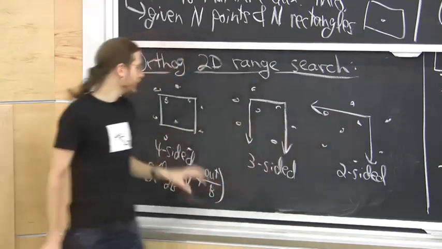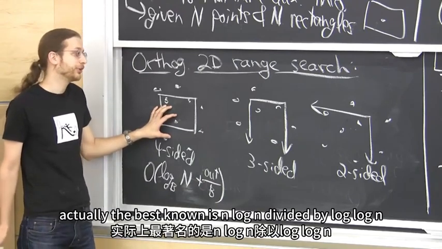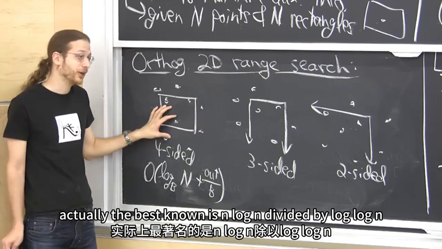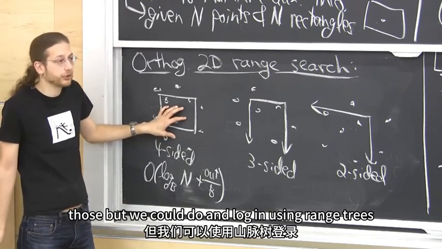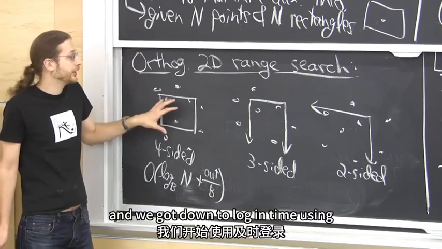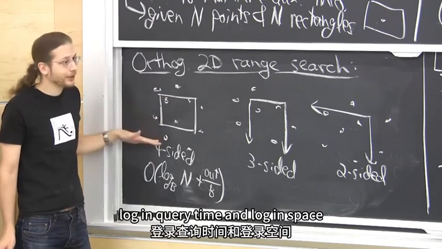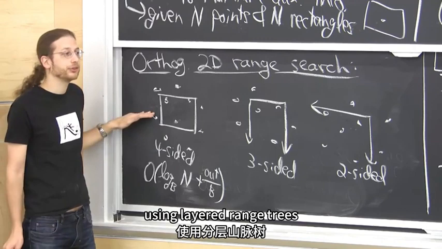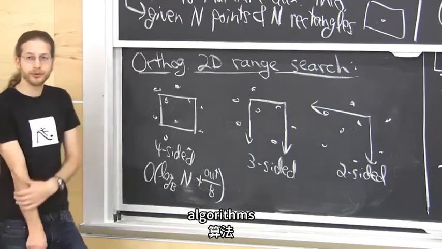So in this we could achieve linear space, logarithmic time. This one we needed n log n space. Actually, the best known is n log n divided by log log n. But we could do n log n using range trees. And we got down to log n query time, n log n space using layered range trees. Okay, that was the internal memory, regular algorithms.